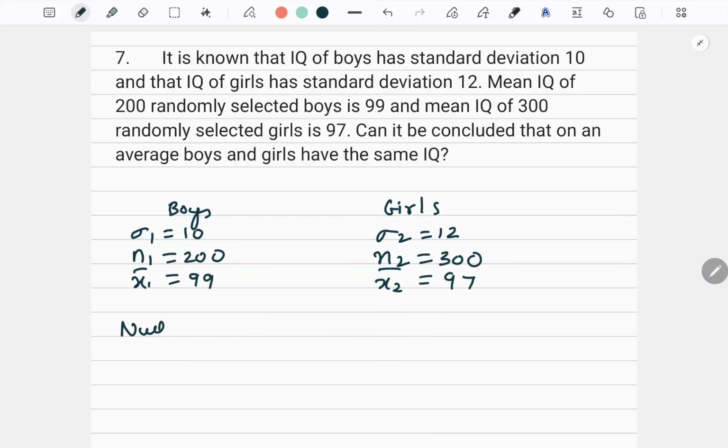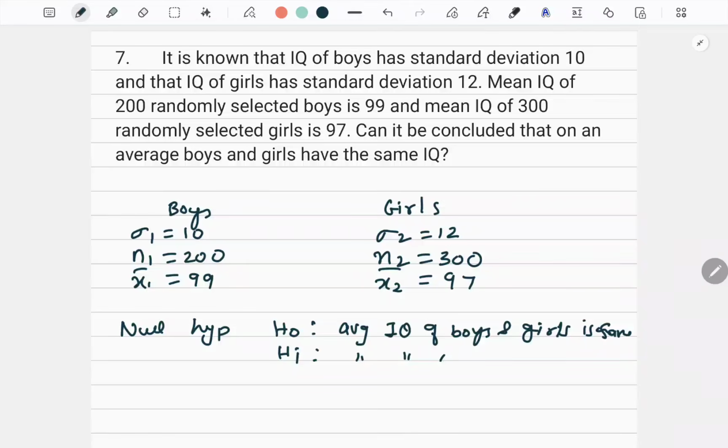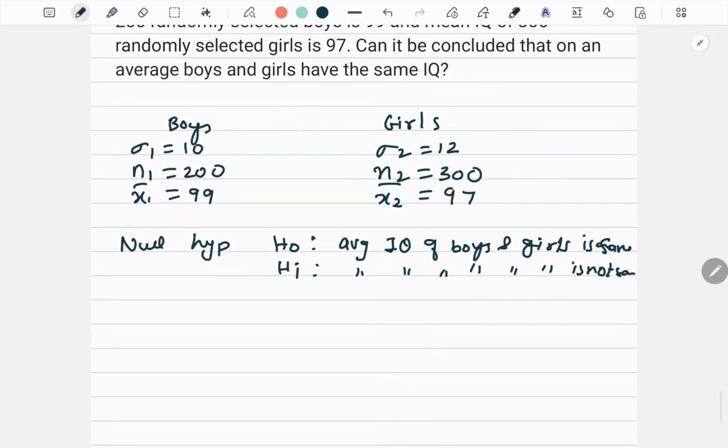So, I'll fix the null hypothesis. What is my null hypothesis? H0 is equal to average IQ of boys and girls is same. What is the alternative hypothesis? Average IQ of boys and girls is not same. Or you can write x1 bar is equal to x2 bar, and x1 bar is not equal to x2 bar. Simple. Now you will calculate z.